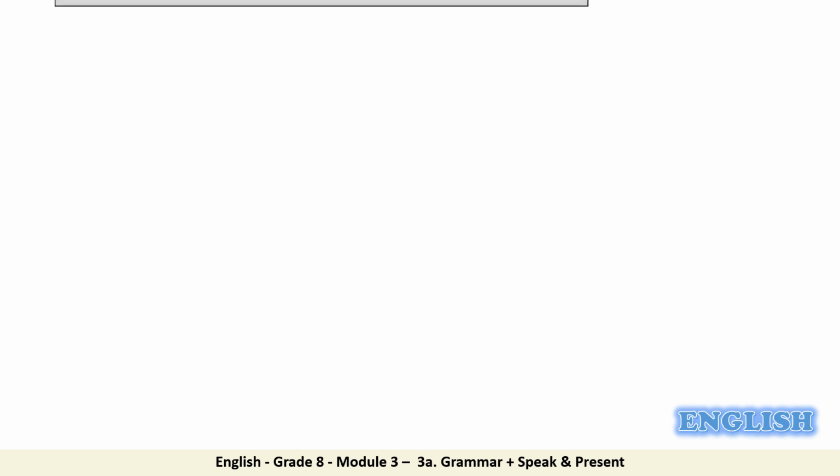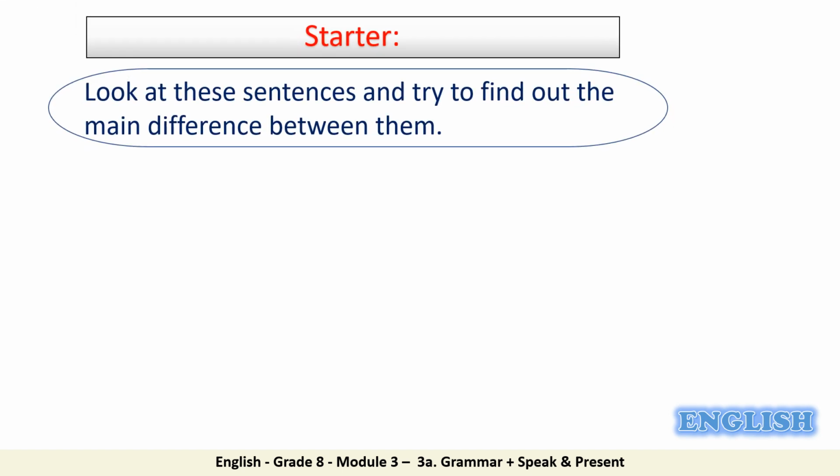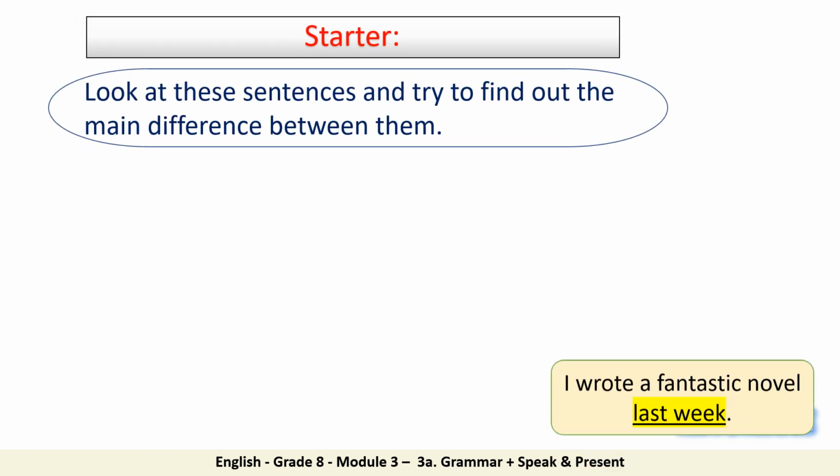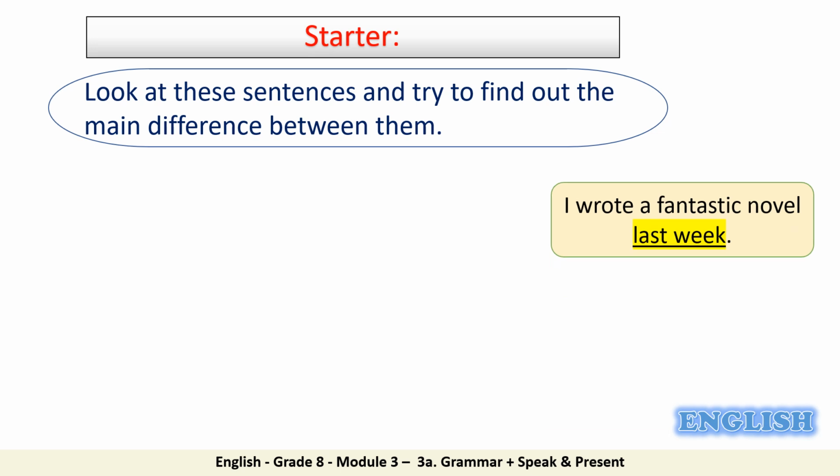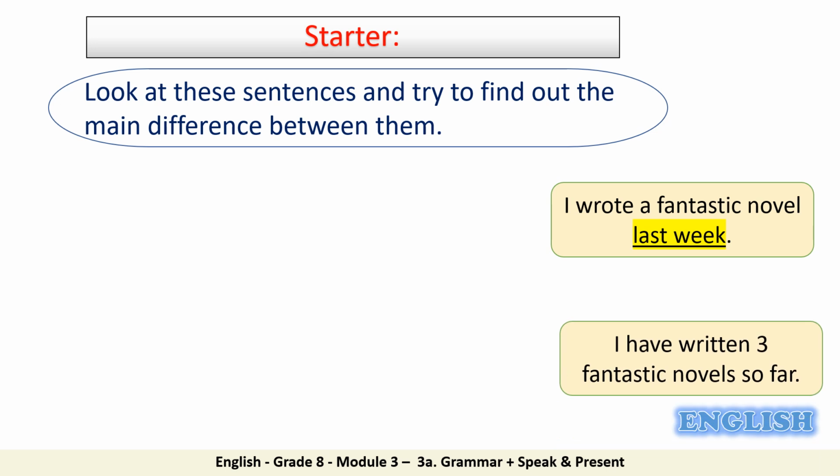To start with, my grade 8 students, look at these sentences and try to find out the main difference between them. The first one: I wrote a fantastic novel last week. The second one: I have written 3 fantastic novels so far. Please pause the video for a while, look at them, and try to find the main difference between both sentences.